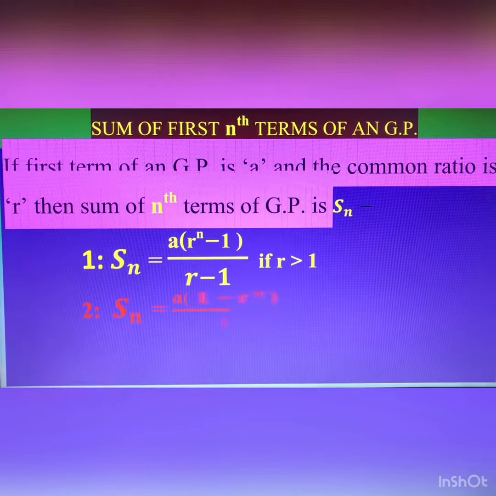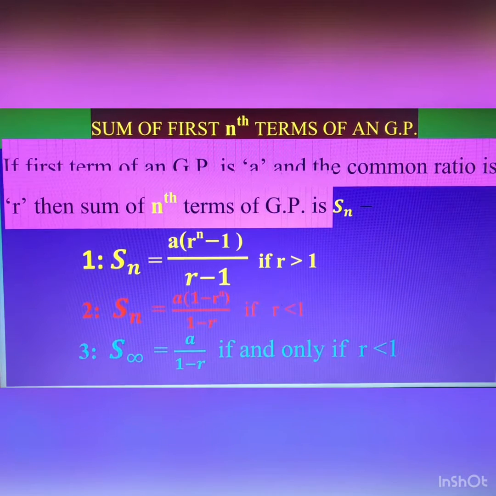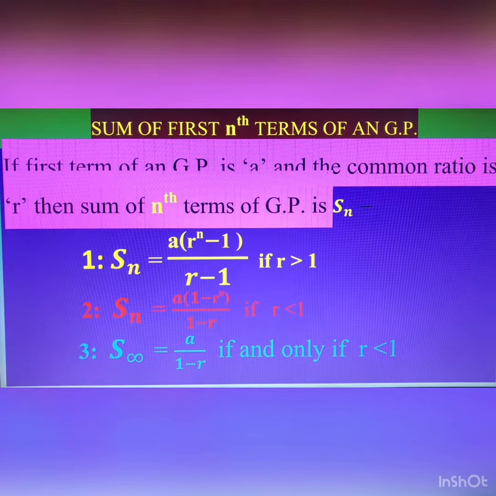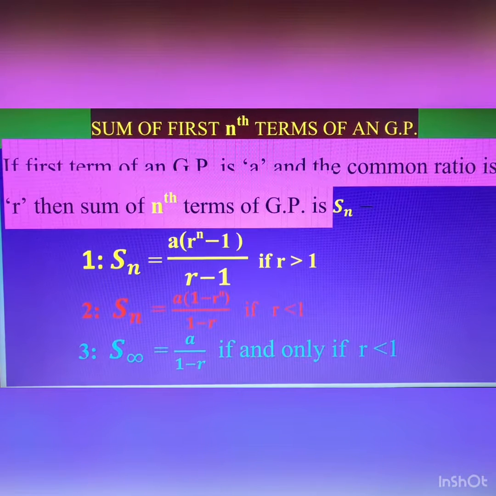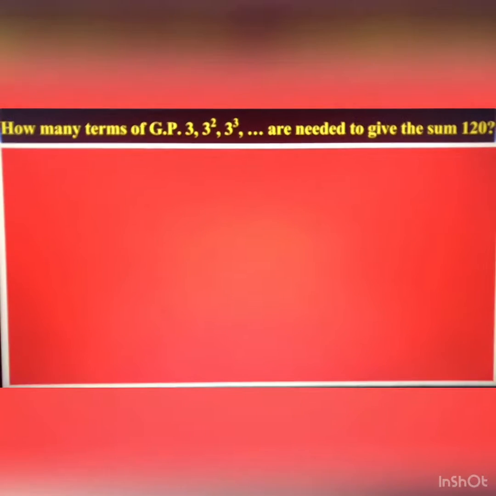But if r is less than 1, then we will use this formula: Sn equal to a into 1 minus r raised to the power of n divided by 1 minus r. The condition is r is less than 1. And we can also find the sum of an infinite series; this is the formula for the sum of an infinite number of terms, that is a upon 1 minus r, and we can find this sum only if r is less than 1. So keep that in mind. After that, now how many terms of a GP are needed to give the sum?